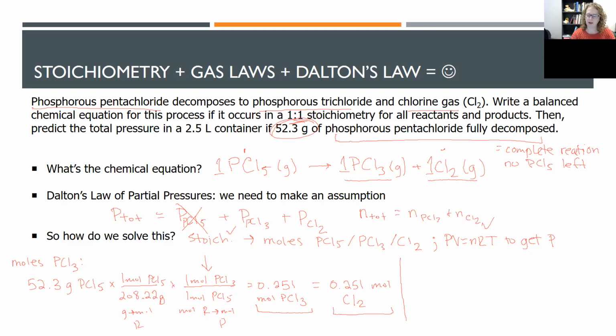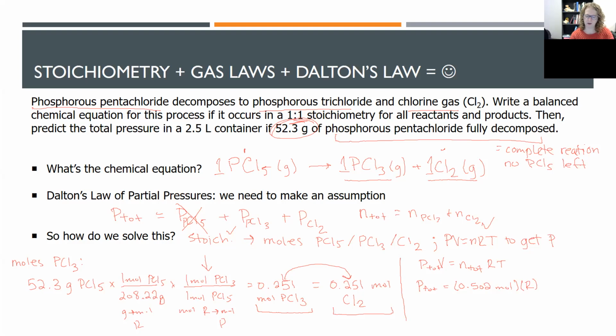And I could say that the total pressure times V on the left side of the equation is equal to the total moles times R times T. So I'm solving for P total. The total moles is just adding these two things together. So 0.502 moles. We know R as a constant, 0.08206 liter atmospheres per mole Kelvin.